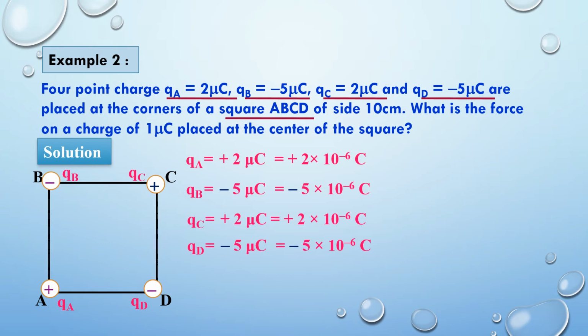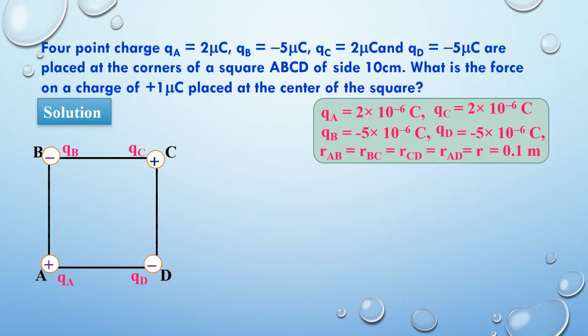So we have located all the charges at the respective corners, and now if I consider the distances between each charge, the distance between each charge is 10 centimeters as they are placed at the corners of a square. Therefore, RAB is equal to RBC is equal to RCD is equal to RAD, all put together taken equal to R, which is equal to 10 centimeters. Please convert it into SI units to write it as 0.1 meter. Now, with this given data, we'll first try to find the center of the square.